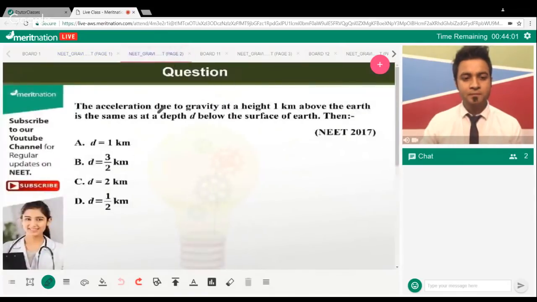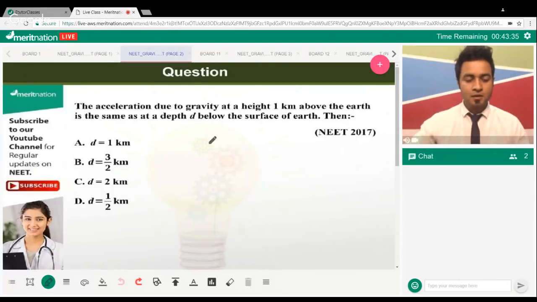So we do have a question here that was asked in NEET 2017. The acceleration due to gravity at a height of 1 kilometer above the Earth is the same as that at a depth d below the surface of the Earth. Then which one of the following is correct? So let me just start up.